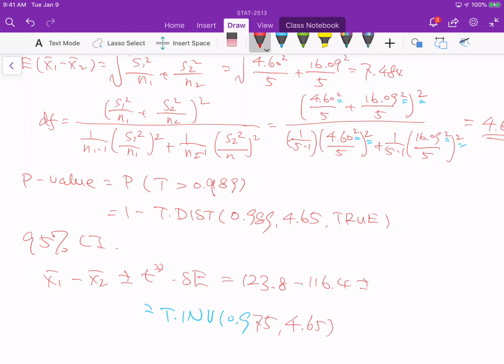Then you will get the confidence interval. Basically, this example just explains how to calculate a two-sample t-test. What's important is that you need to be careful whether you assume equality of variances or inequality of variances. In these two scenarios, the formulas to calculate the standard error and the degrees of freedom are different.